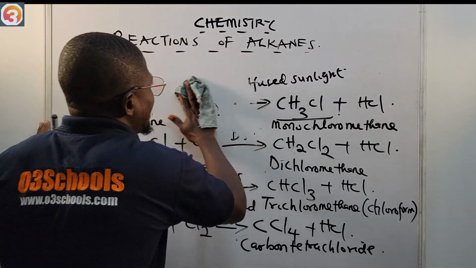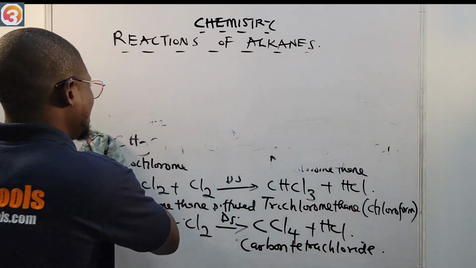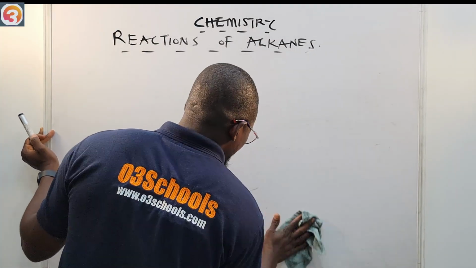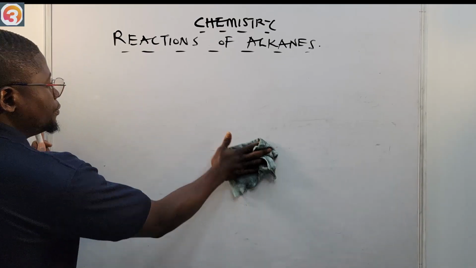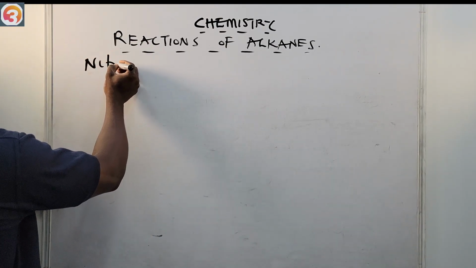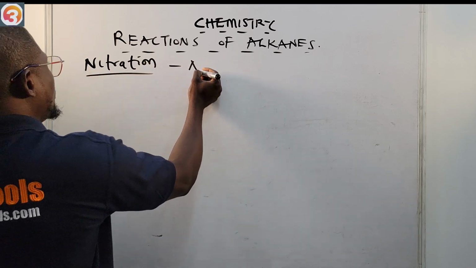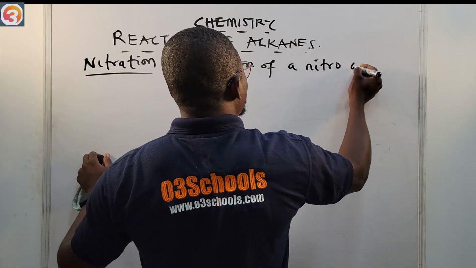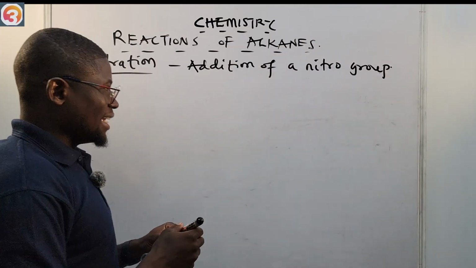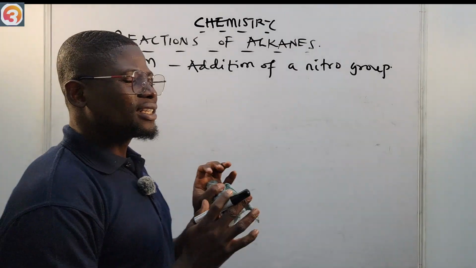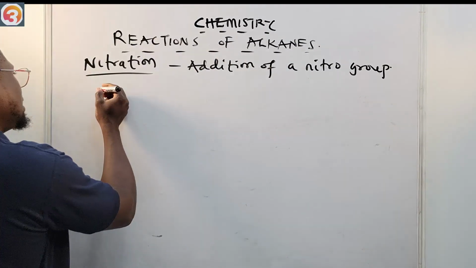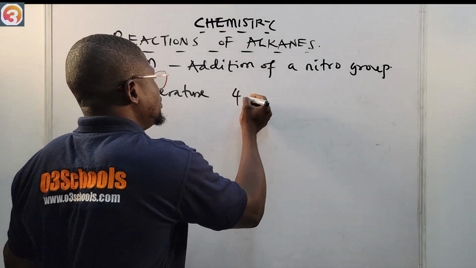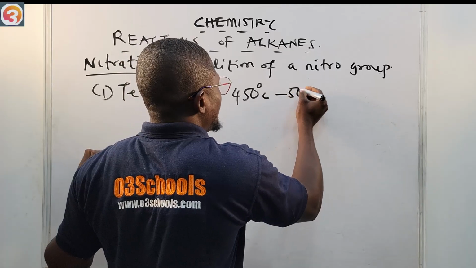We are going to look at nitration. Nitration simply is the addition of a nitro group. So the last reaction I'm going to look at is nitration, the addition of a nitro group. This reaction can only occur under certain conditions. One of the conditions is that the temperature of the reaction must be from 450 degrees Celsius to 500 degrees Celsius.